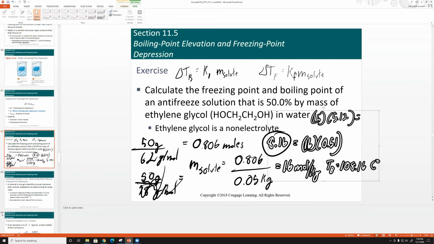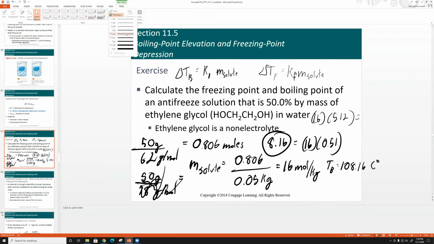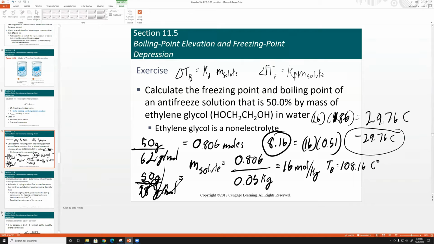So we have, overwrite this, 1.86. That's going to be 29.76. So that's our delta T of freezing point depression, meaning our new freezing point is going to be negative 29.76 Celsius. Okay, any questions on that?